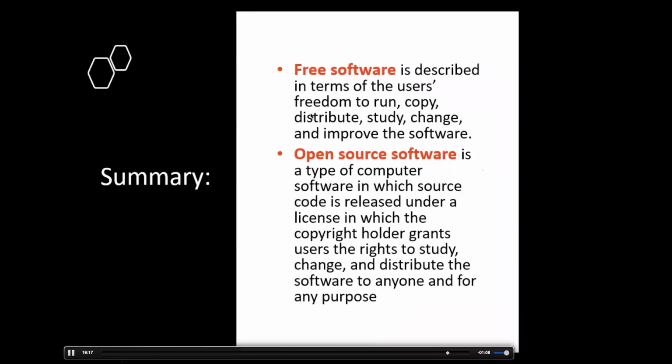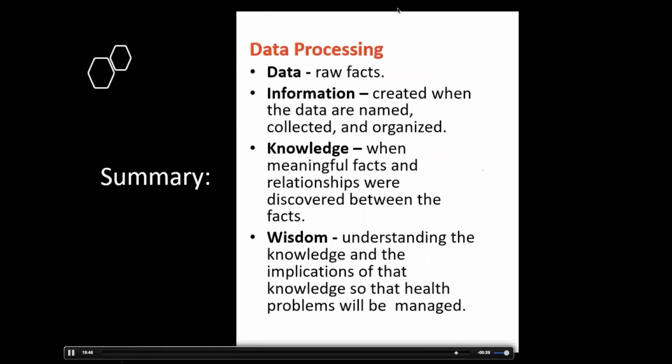To summarize, free software is described in terms of the users' freedom to run, copy, distribute, study, change, and improve the software, while open source software is a type of computer software in which source code is released under a license in which the copyright holder grants users the rights to study, change, and distribute the software to anyone and for any purpose. While for data processing, the continuum begins with data having the raw facts.